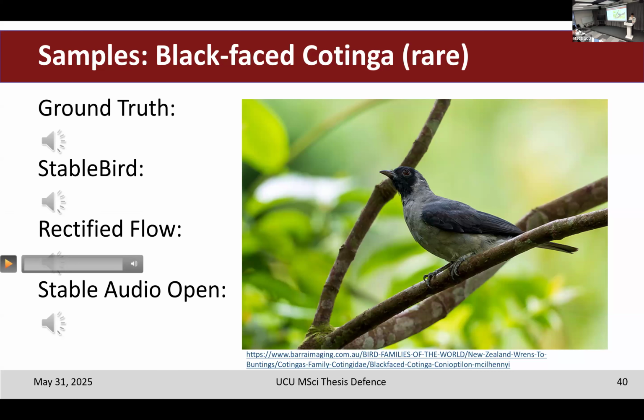Then the rectified flow's generations. Here they're much closer to the ground truth, but that may also be too long for this bird just to be able to sync them. And Stable Audio Open's generations here are completely not relevant to the ground truth.